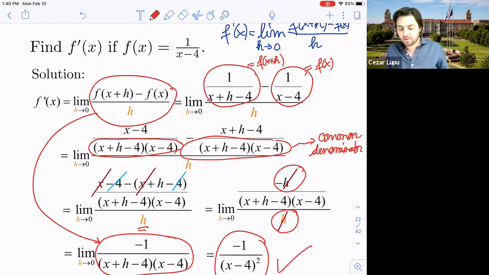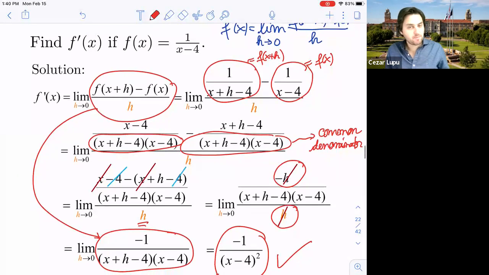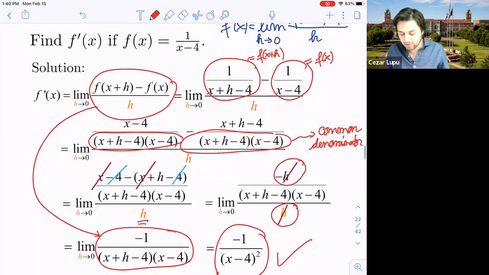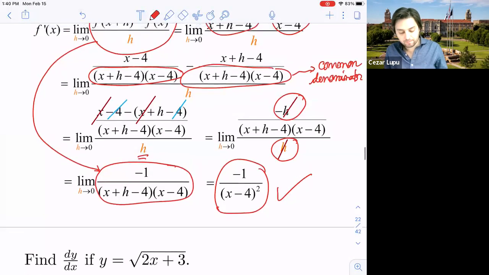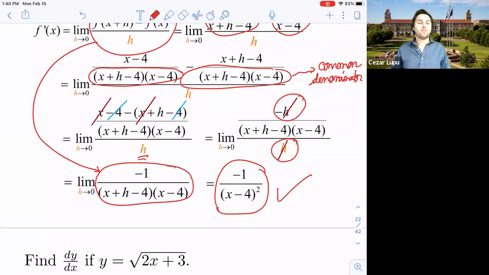All right. Now, with that being said, let me give you another example, and probably after this example, we'll stop here for today. We'll continue next time. What about this one? Find dy over dx if y is the square root of 2x plus 3. What is dy over dx? Can you tell me that?